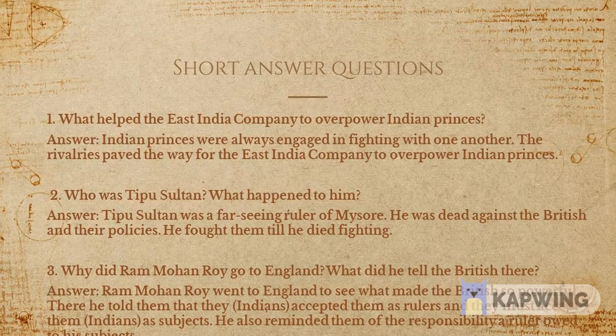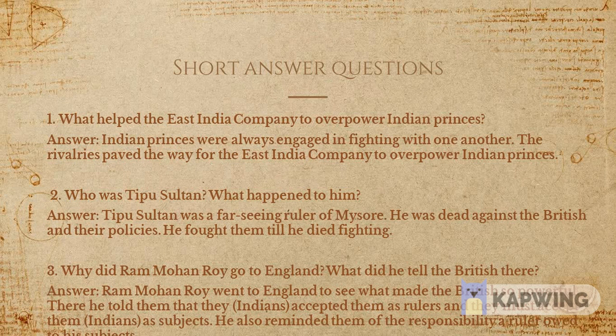First of all, we'll discuss a few short answer questions. First one, what helped the East India Company to overpower Indian princes? The answer is, Indian princes were always engaged in fighting with one another. The rivalries paved the way for the East India Company to overpower Indian princes.